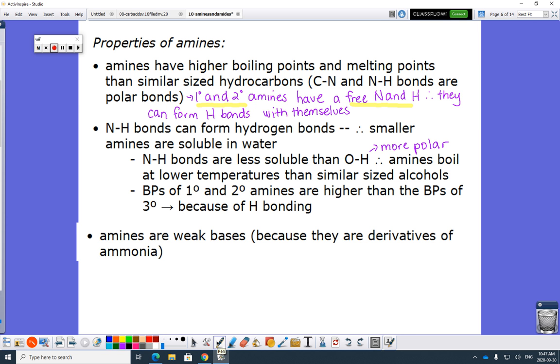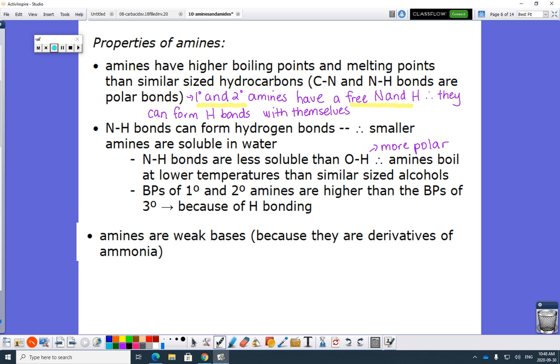But so on that, where we labeled, were they primary, were they secondary, were they tertiary, then tertiary don't, right? Okay. So NH bonds can form hydrogen bonds. Therefore, smaller amines are soluble in water.